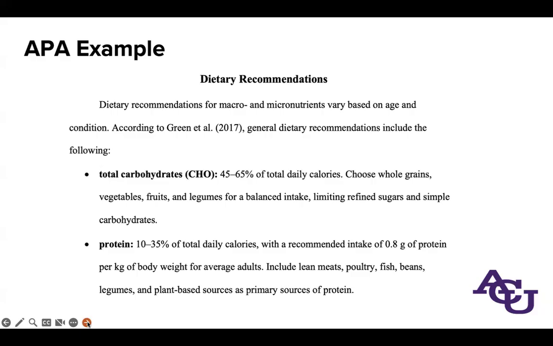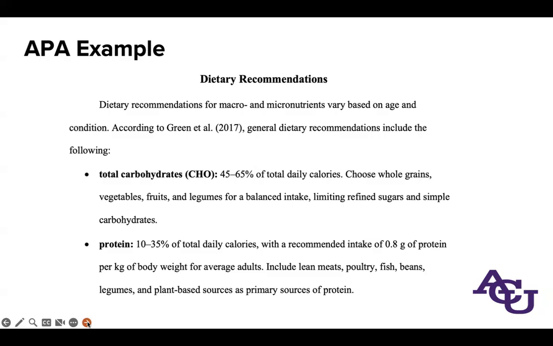So let's look at an example that is APA formatted of how to create a single list that would address all of these points that you need to address in your assignment. I used all my APA guidelines that I just went over, and I came up with this. So first I have an introductory couple of statements. Dietary recommendations for macro and micronutrients vary based on age and condition. Oh, I should add that I have my title centered in bold at the top of my paper, dietary recommendations. Then I have my little introductory paragraph.